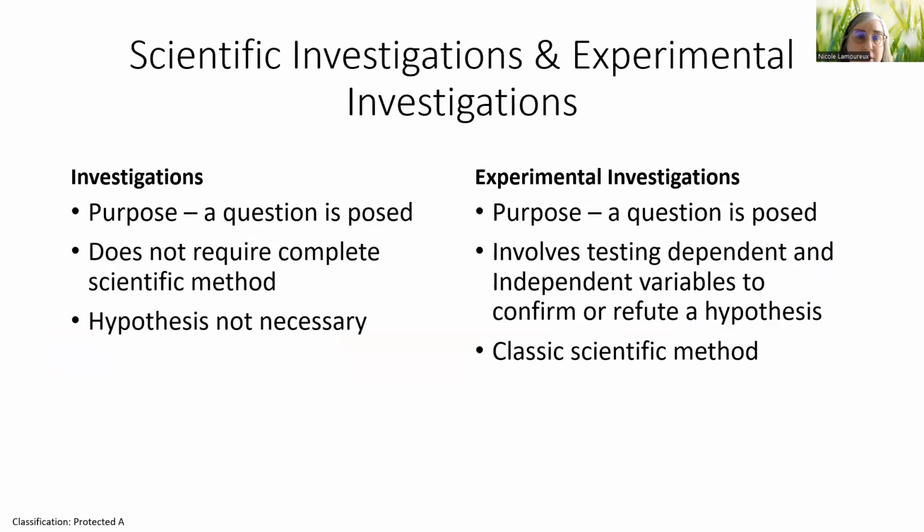They're still going to have a question that they want answered to find out why or what's causing this. But in an experimental investigation, that involves testing a dependent and independent variable to confirm or refute a hypothesis. So that again comes in grade 5 and 6, especially grade 6 with a hypothesis, and that's the classic scientific method. In an investigation, it does not require a complete scientific method, and a hypothesis is not necessary.